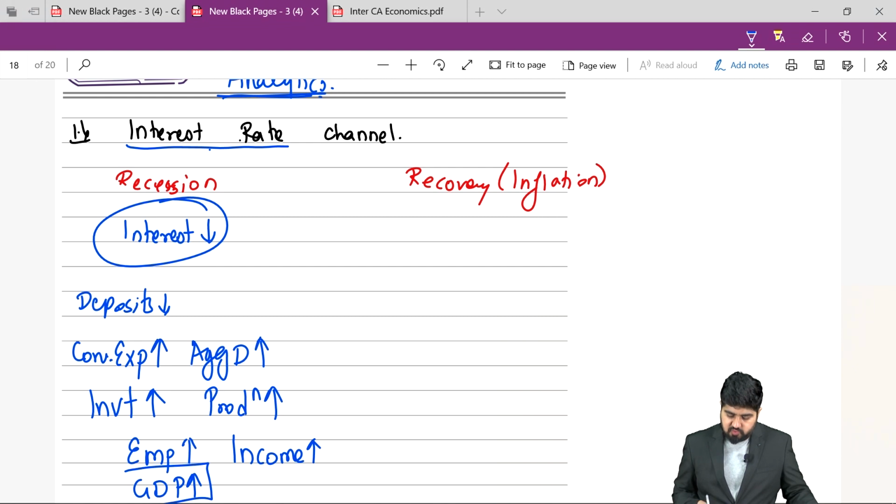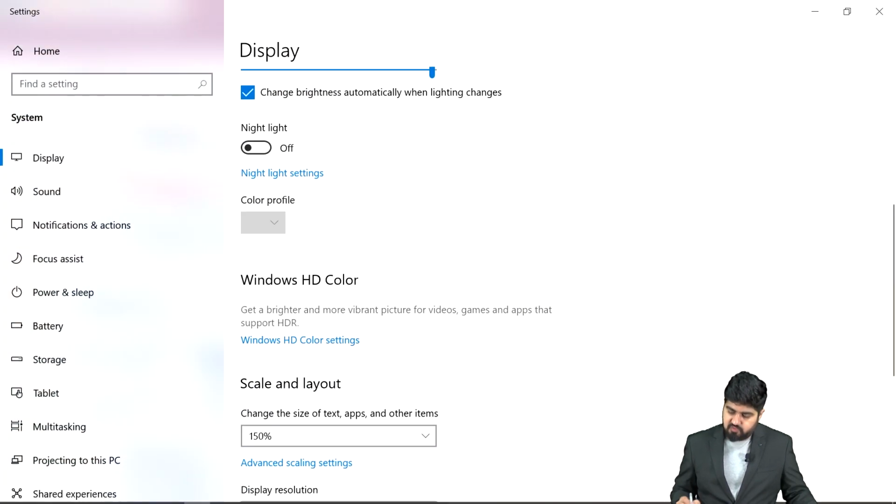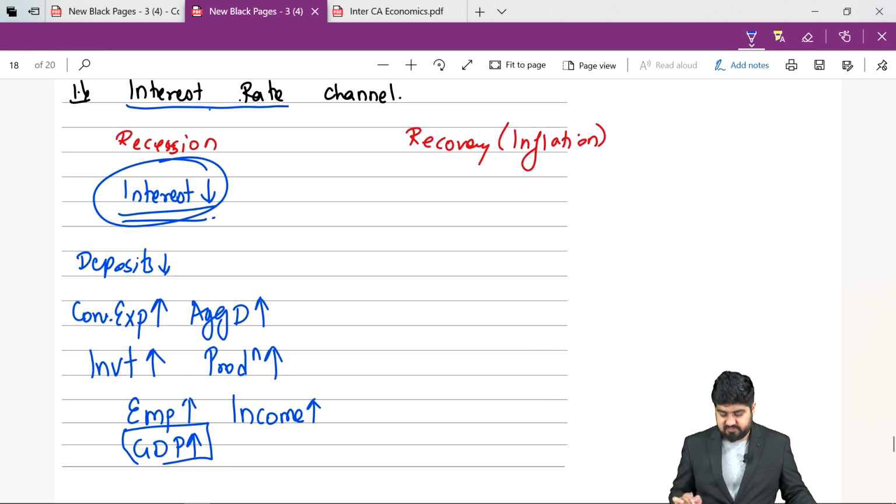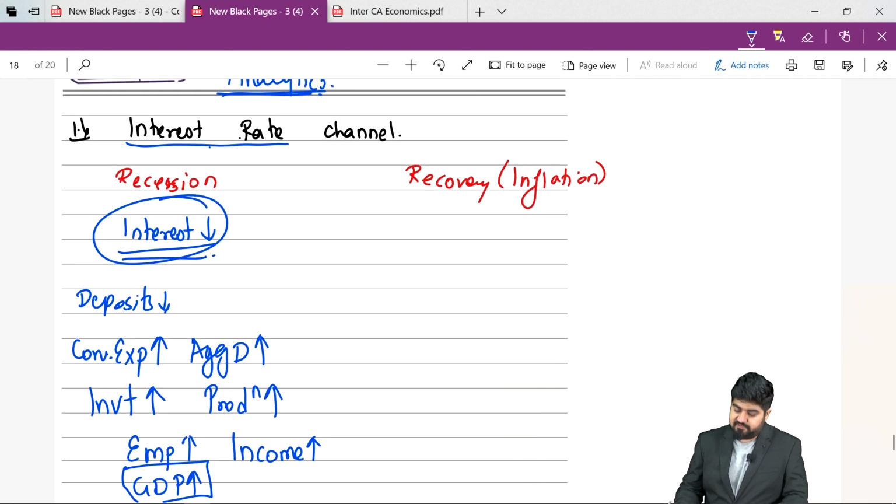So in order to grow the GDP, what we have to do? Reduce the level of interest rate at the time of recession. This is what it means. Similarly, at the time of recovery or inflation, what we need to do? Increase the level of interest rate.